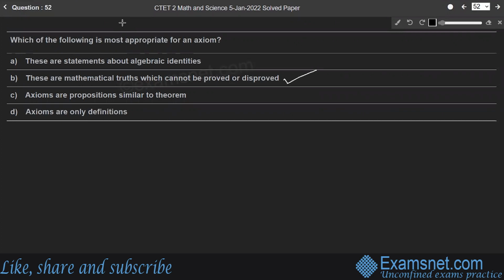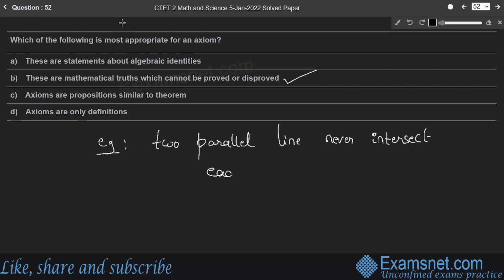In mathematics or logic, an axiom is an unprovable rule or first principle accepted as true because it is self-evident or particularly useful. For example, a real life example is two parallel lines never intersect each other. Here the statement is self-evident. There is no need to prove the statement. Two parallel lines never intersect each other, right?